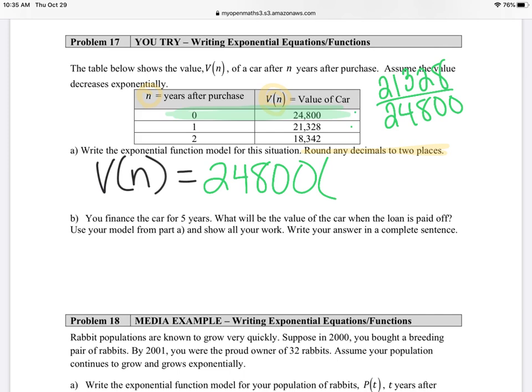21,328 divided by 24,800. My calculator tells me that is 0.86. Nice and neat, 0.86. So in the B position, I'm going to put 0.86. And always raising it to an exponent of whatever our input variable is. So for this one, they used n. We're going to put an n. That is the exponential function model for this situation.